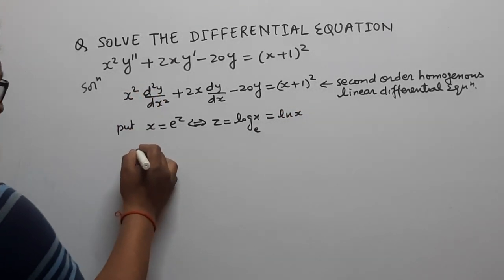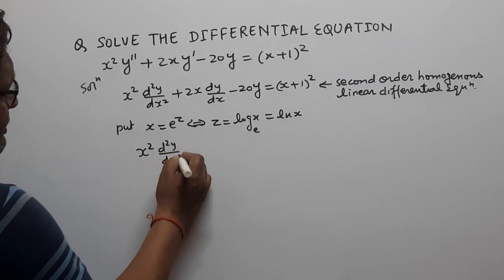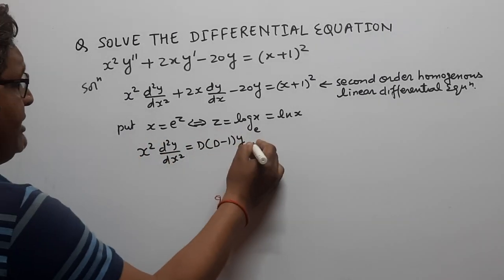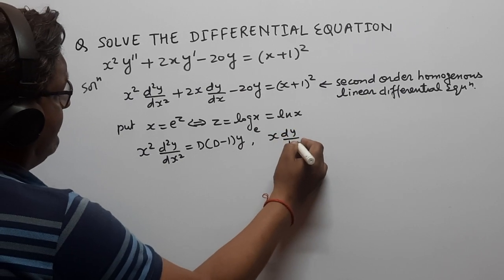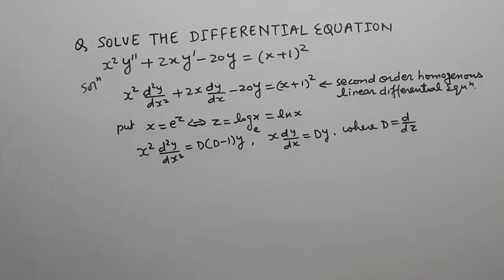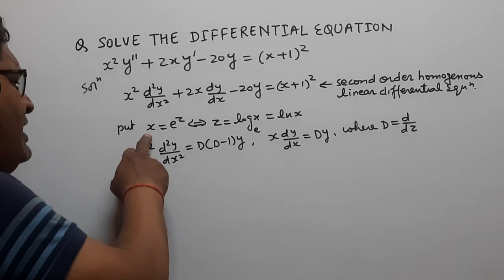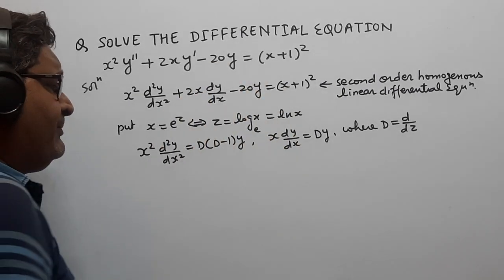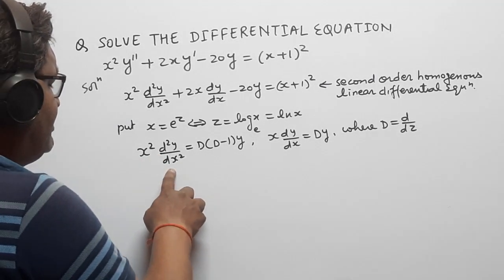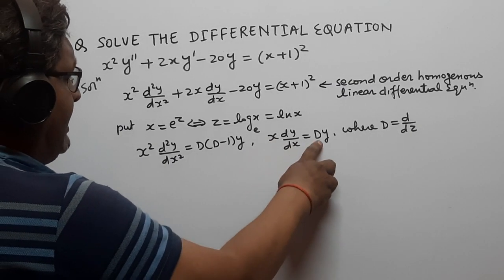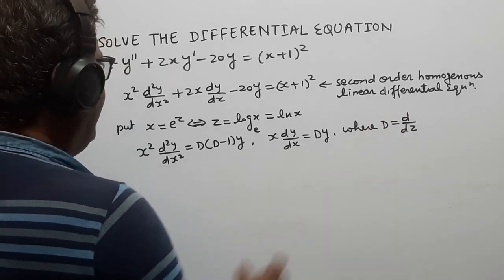And in place of x square d2y by dx2 we put D(D minus 1)y, and in place of x dy upon dx we put Dy, where capital D is equal to d by dz. So when we solve the homogeneous linear differential equation, always we put x equal to e to the power z, or z is equal to ln x, and in place of x square d2y by dx2, always we put D(D minus 1)y, and in place of x dy by dx, always we put Dy.